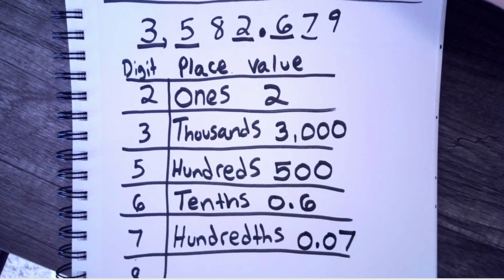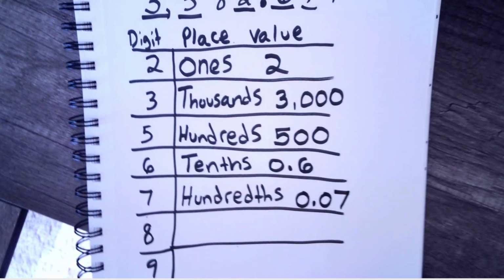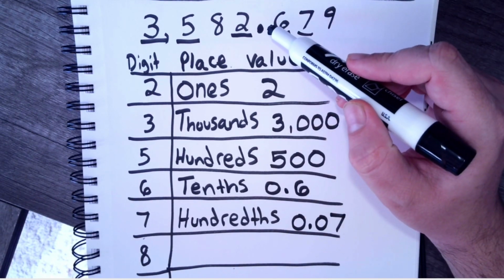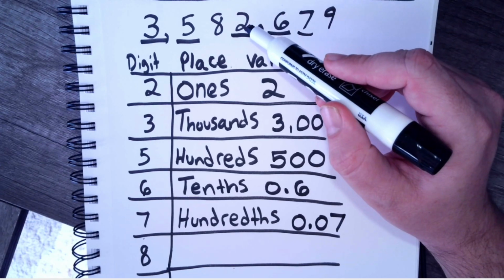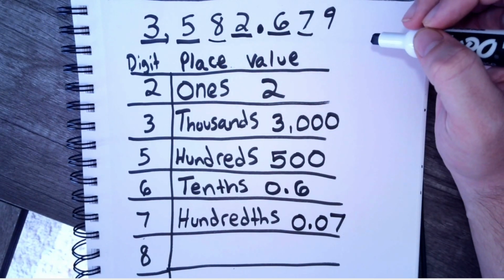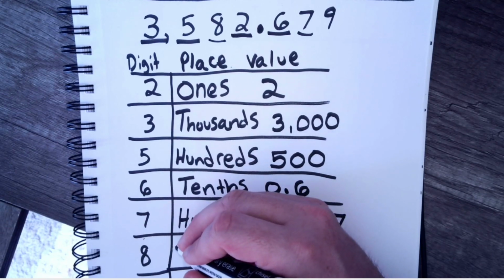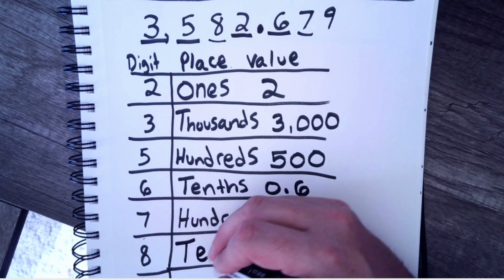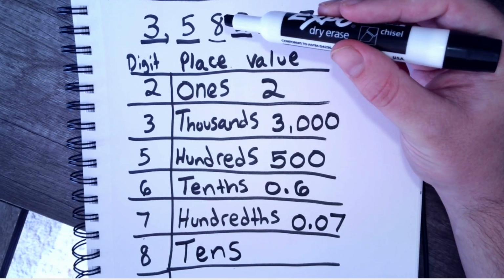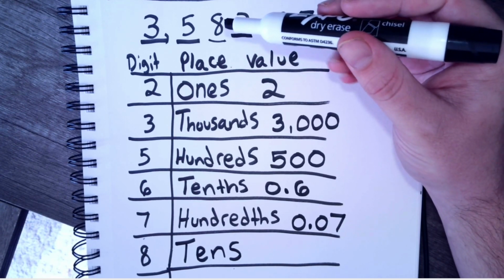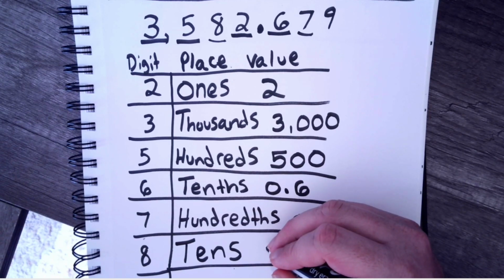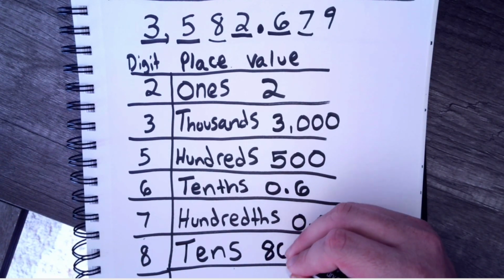Couple more. So again, we now see that we need to find the 8. We find our decimal. We go over and we count ones, and then what place comes after the ones? Because that's where our 8 is. It is the tens. I have 8 tens. There's an 8 in the tens place. So what is the value of that 8? It'd be 80.